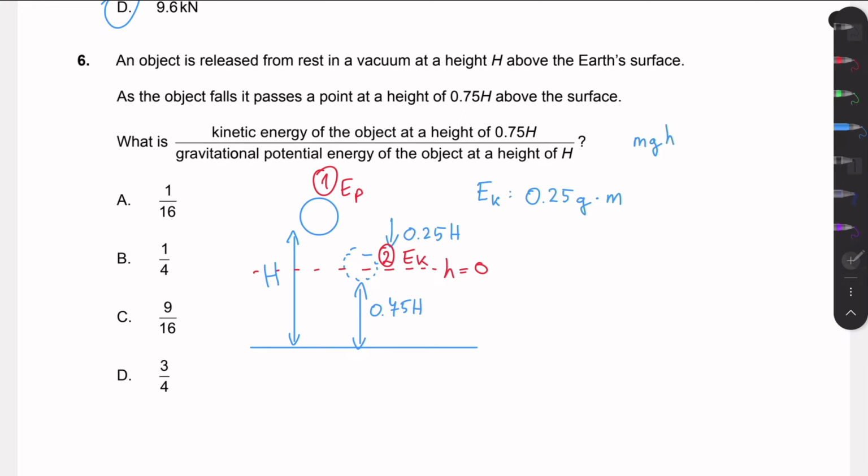And then we need to divide this by the potential energy at the top, which will just be mgh. And well, this is not 0.25 technically, this is 0.25 times h, as that's how much we've lost, a fourth of it. So we see all of this cancels, and this will just be 1/4. So B.